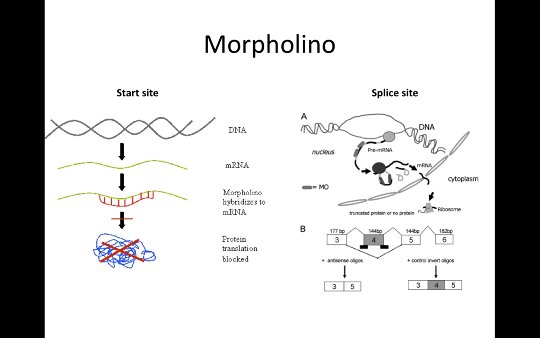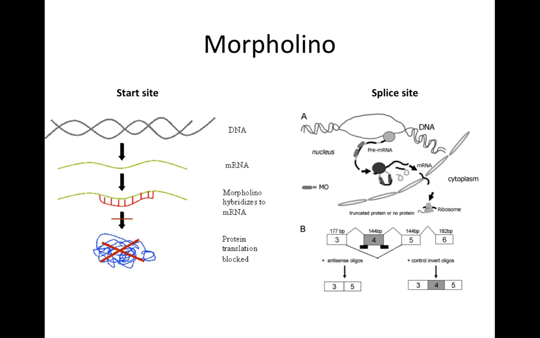Alternatively, morpholinos can be designed against splice sites. In this case, a splice site is going to be an intron-exon junction. By sitting and making a double-stranded RNA at the splice site, the morpholino prevents the spliceosome, which changes pre-mRNA into mature RNA by cleaving out introns, from doing its job. If that mRNA makes it out of the nucleus and interacts with the ribosome, you're going to get either truncated protein or no protein at all, effectively blocking translation.